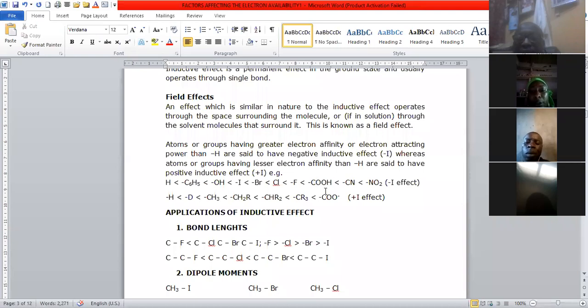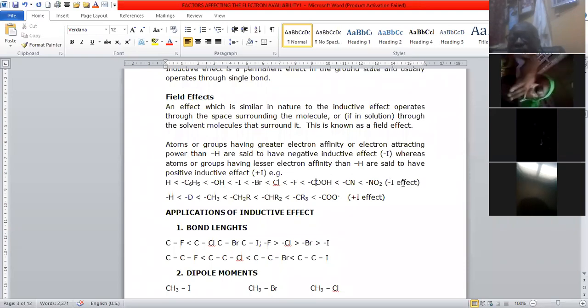Fluorine is less than carboxyl. This is the carboxyl functional group. Carboxyl is less than cyano or cyanide. Cyanide is less than nitro in negative inductive effect. So if you look at this chart, it will tell you the strength of inductive effect.